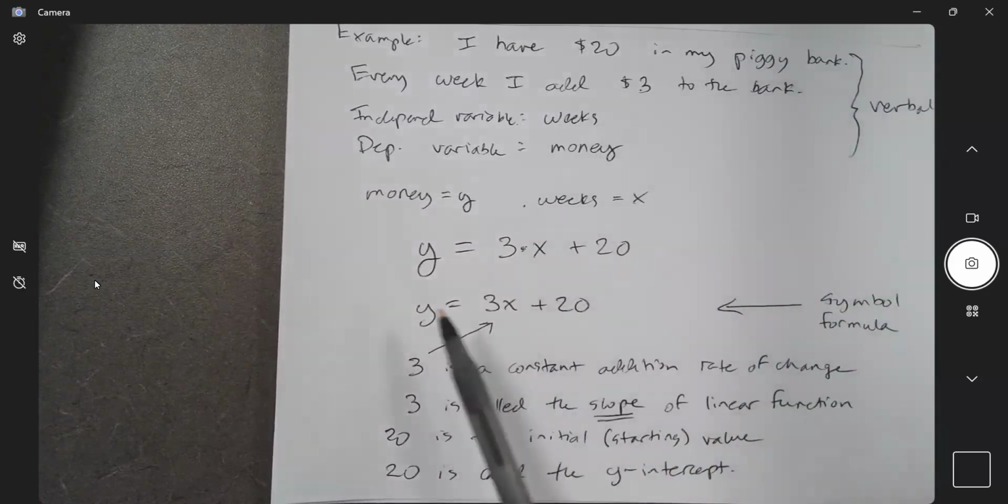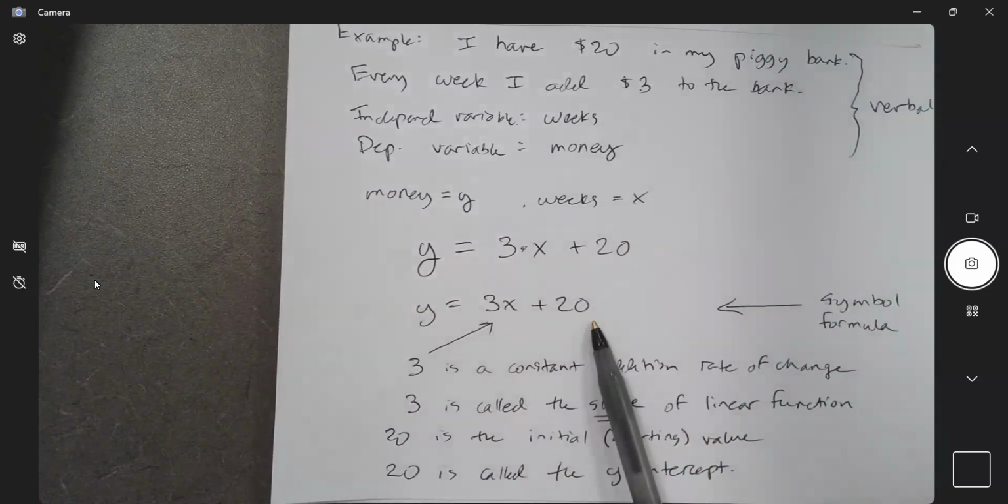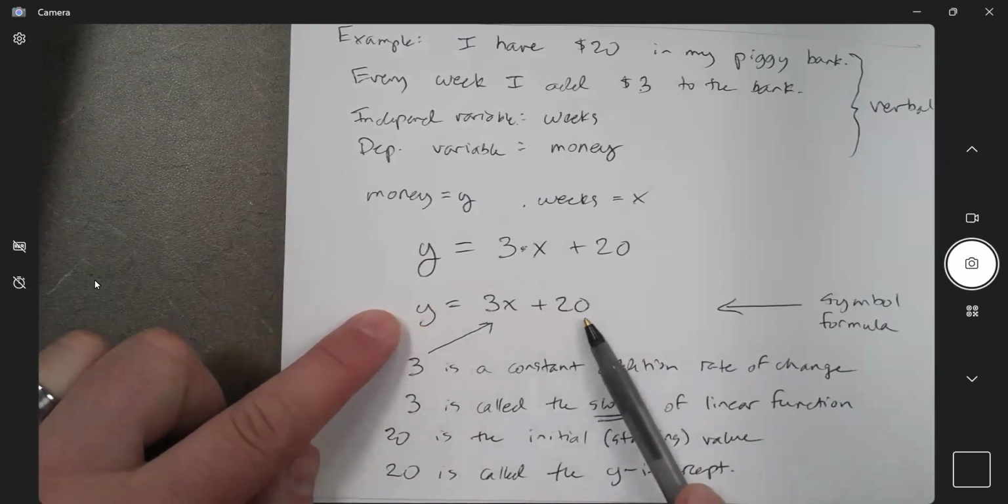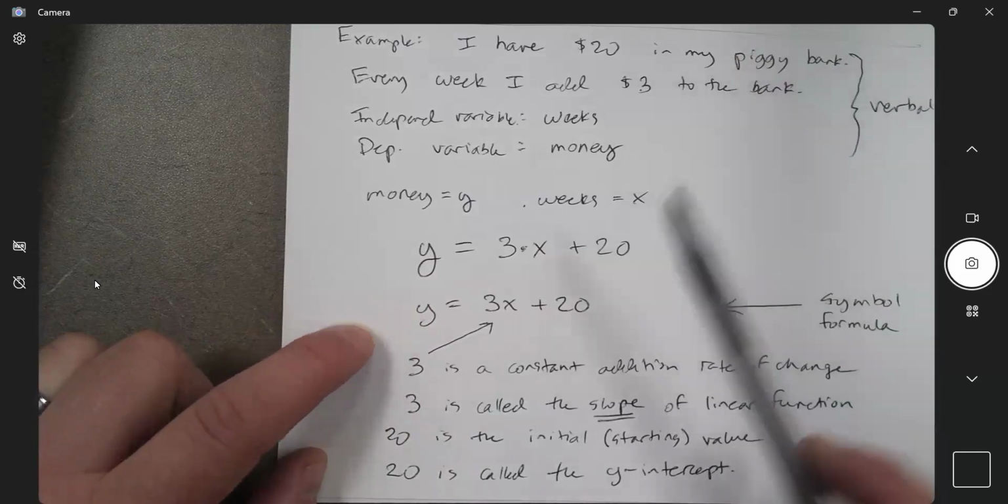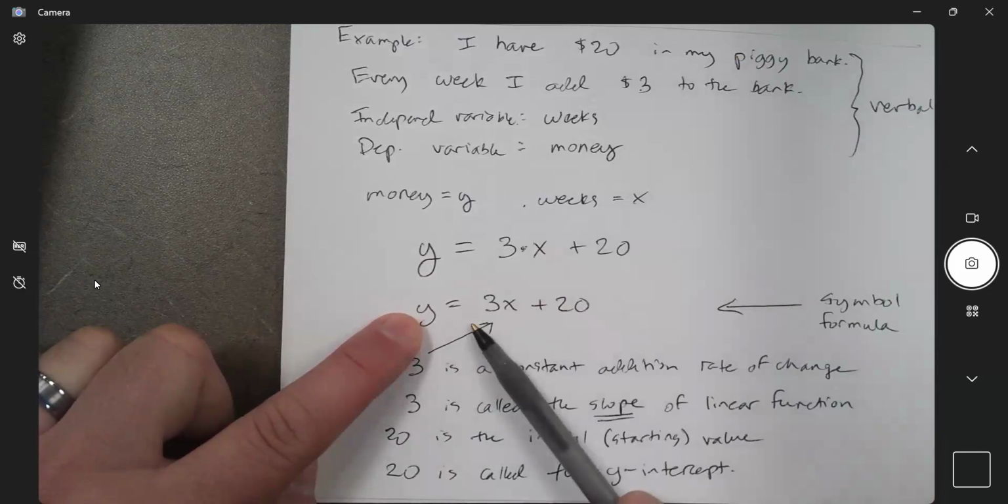And with that information, you should be able to convert from your verbal representation to your formula representation, which can make doing some math a little bit easier, right? If I wanted to know how much money I have after 19 weeks, doing it this way, probably a little faster. 3 times 19 plus 20. Calculator, boom.